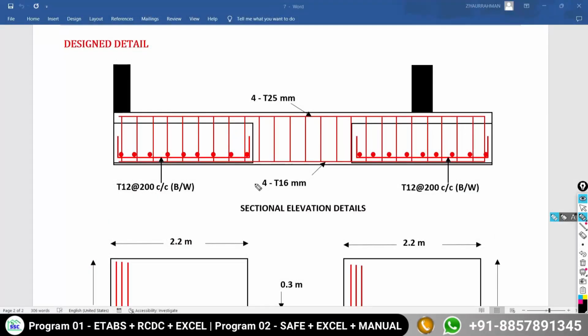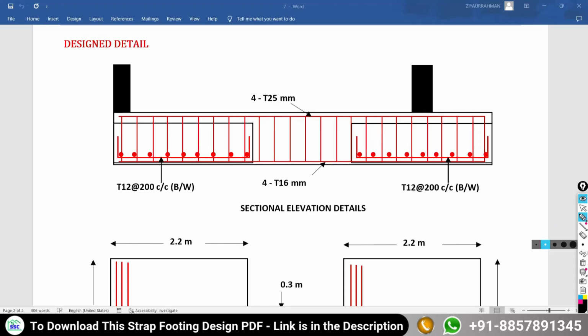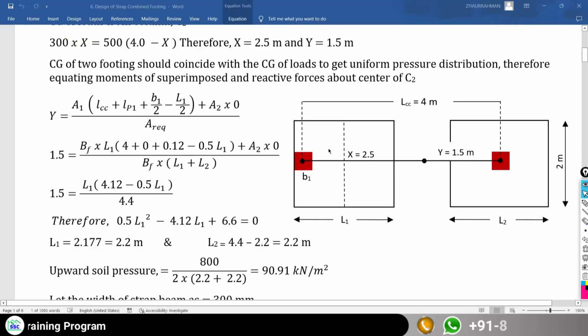After the completion of the design, we have to prepare the detail in respect of your design result. So first of all, we are going to see how much reinforcement we have decided to provide for both of the foundations. So have a look over the design results.